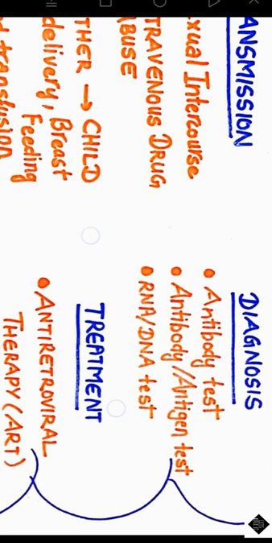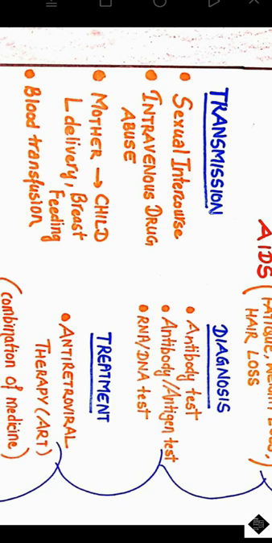Lastly, about the treatment. Treatment involves antiretroviral therapy, or ART. It involves a combination of medicines which helps to slow down HIV replication and also helps the immune system to recover and fight other infections more effectively. So this is the treatment and how HIV can be managed to its possible extent.